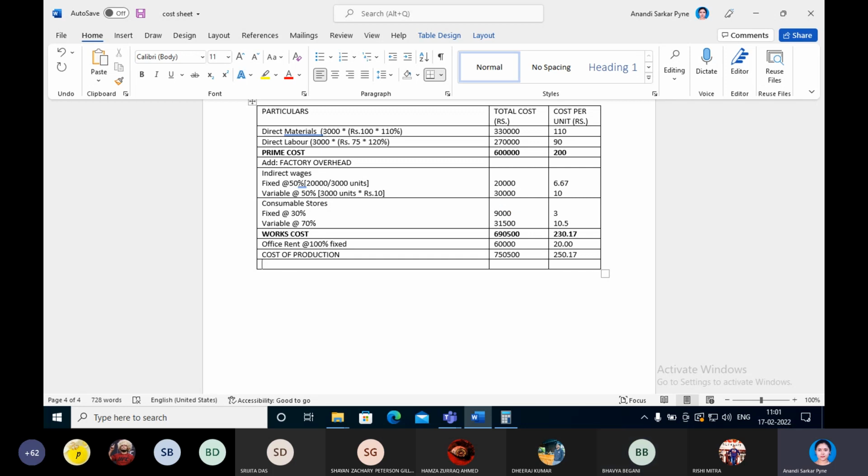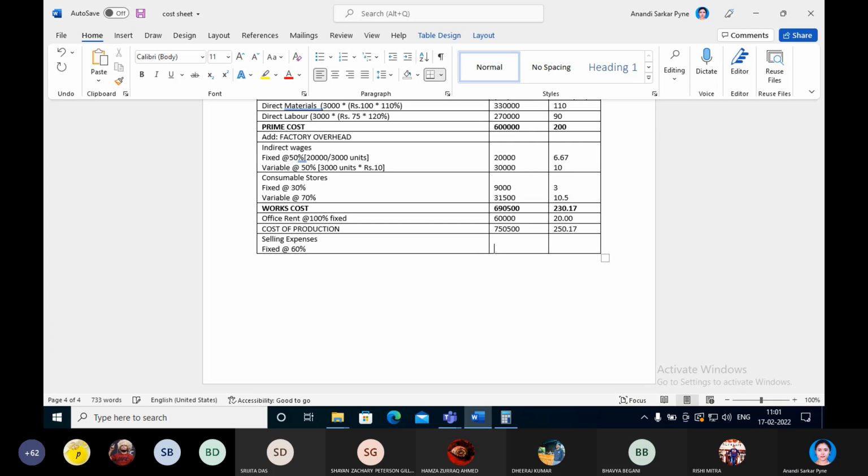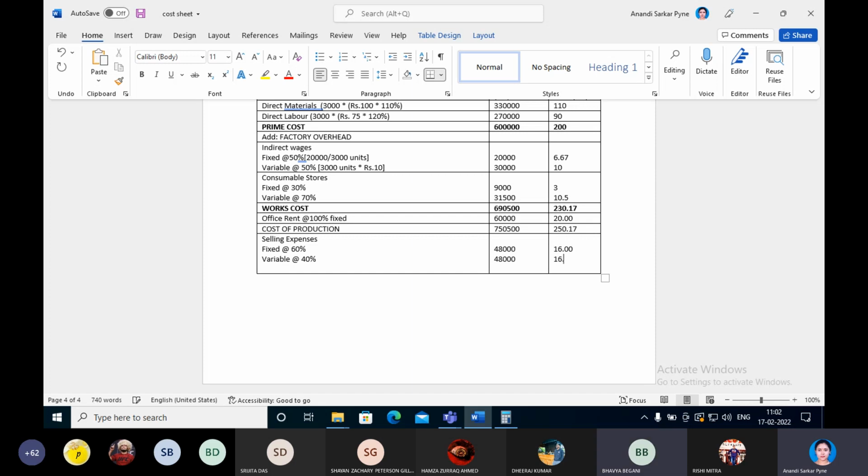Now we add the selling expenses, right? Selling expenses were 60% fixed and 40% variable. Fixed at the rate of 60% was 48,000. So 48,000 divided by 3,000 is 16 rupees per unit. And variable at the rate of 40% will also be 48,000 rupees, ma'am, at the rate of 16, because it was also 16 only. Yes, ma'am.